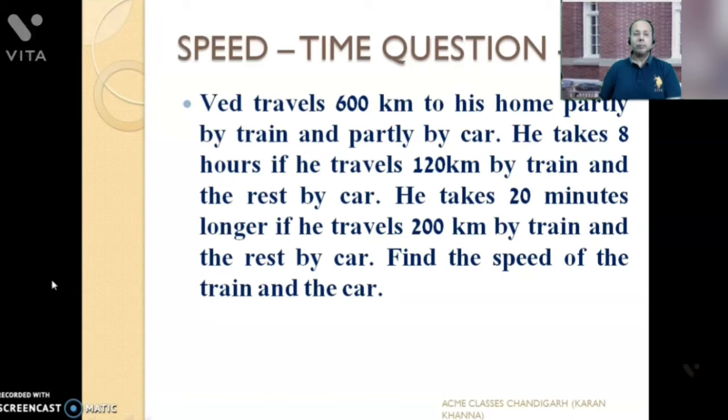And what has been given here? He takes 8 hours to travel both by train and car. That means the total time is given as 8 hours in the first scenario, and in the second scenario, he takes 20 minutes longer. He takes 20 minutes longer than what? He takes 20 minutes longer than the previous case that we talked about, where he took 8 hours. That means in the second scenario, he took 8 hours and 20 minutes to travel by train and by car. So now let's formulate an equation to solve this question.